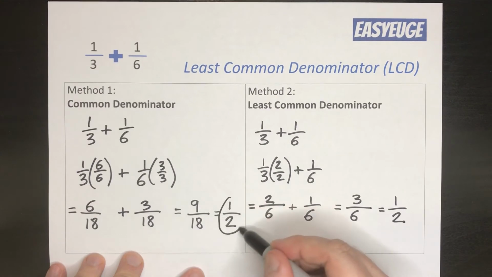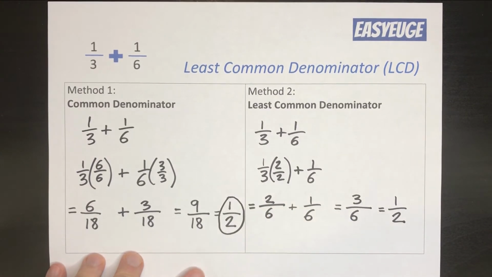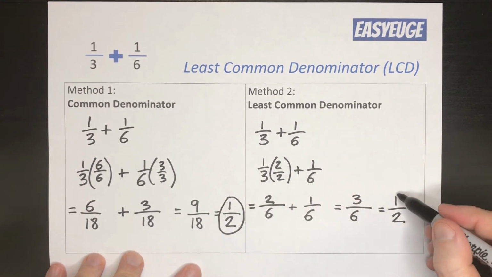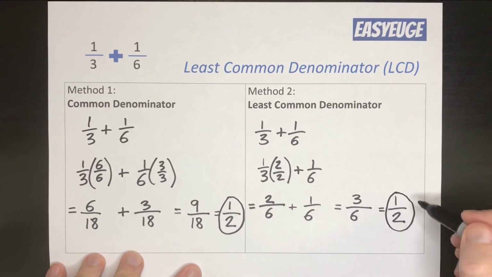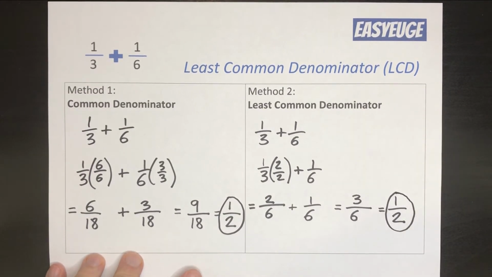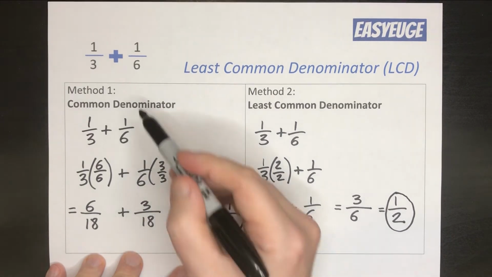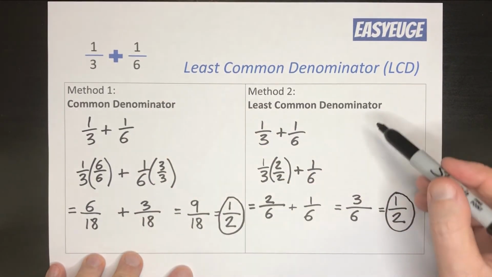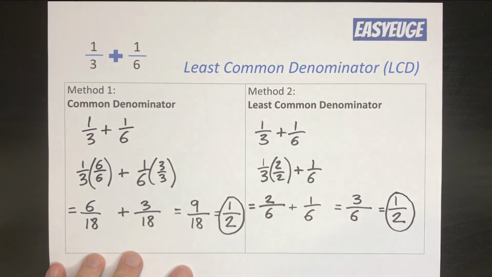And now you'll notice again, the answer is a half using the common denominator method and a half using least common denominator. Now with these simple fractions that we're adding, least common denominator is starting to look like a really helpful way. So let's look at one more example.